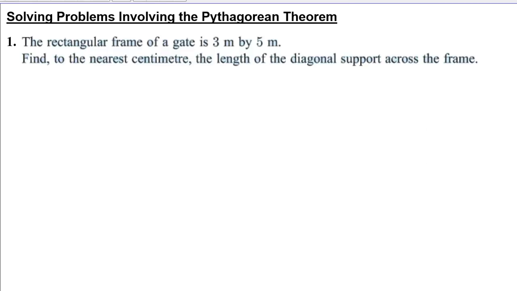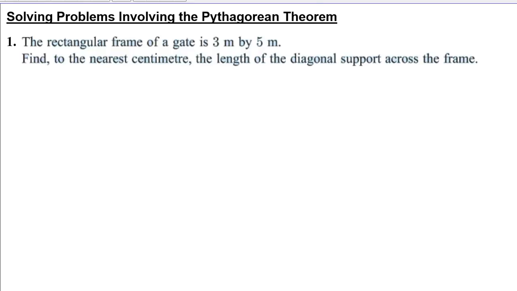In this video, I'm going to look at solving problems involving the Pythagorean theorem. The rectangular frame of a gate is 3 meters by 5 meters. Find to the nearest centimeter the length of the diagonal support across the frame.